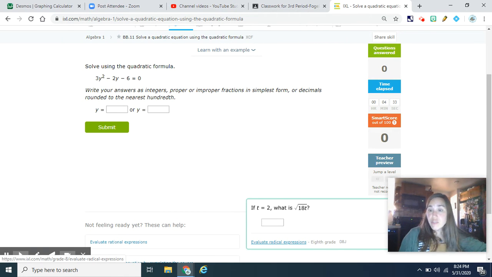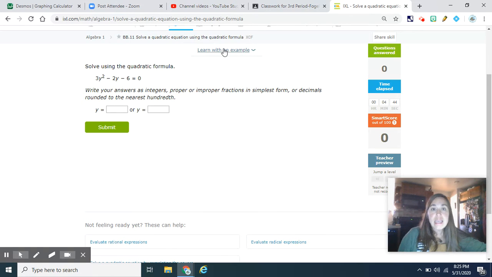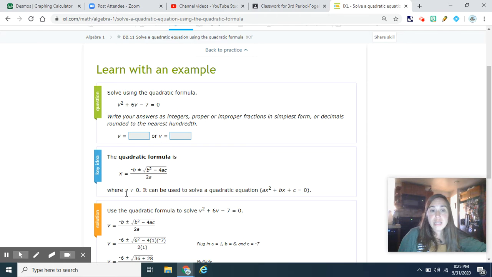So if you don't know what the formula is, remember it's x is equal to the opposite of b plus or minus the square root of b squared minus 4ac, all divided by 2a. Take just a moment and pause, make sure you have that formula written down in your notes.